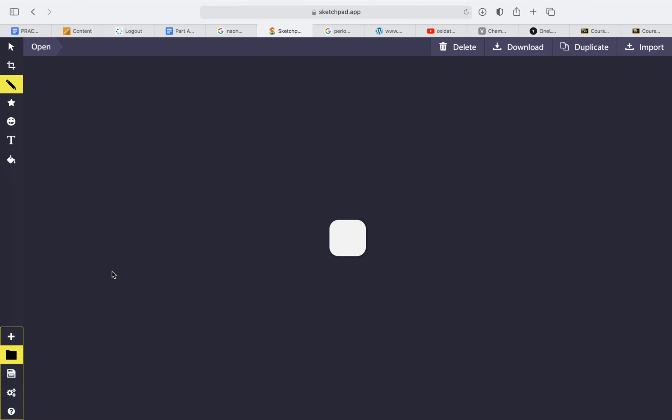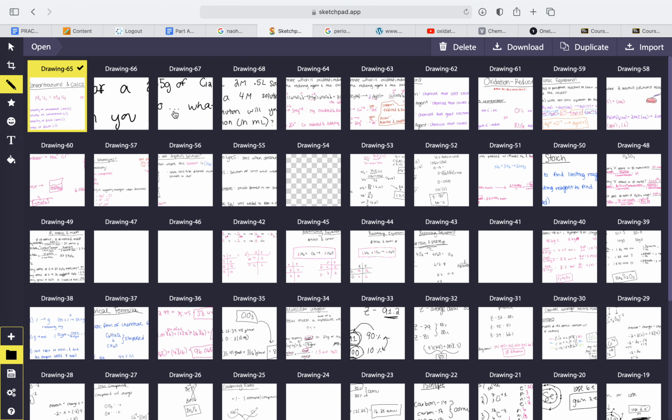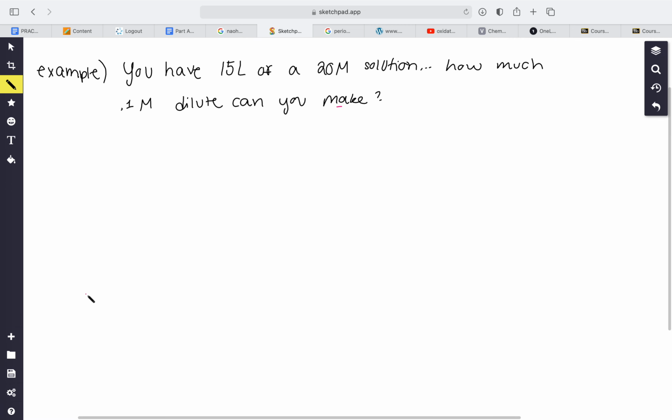Okay, so I have some practice problems. Let me just make sure that I have the right one. Yeah, so we'll start with this one. We have 15 liters of a 20 molarity solution. How much 0.1 molar dilute can you make? So the equation that we're going to use for this is MCVC is equal to MDVD.